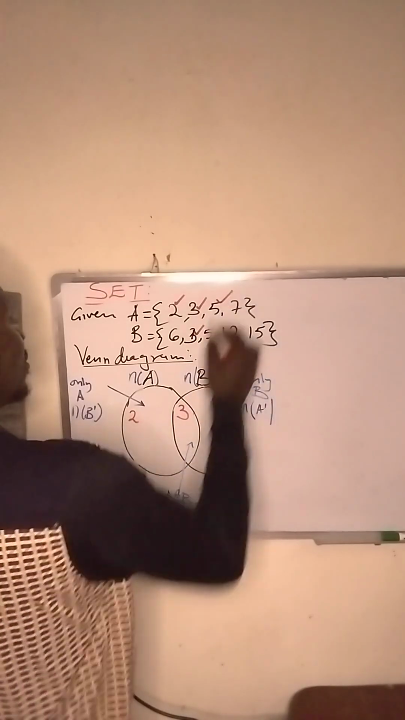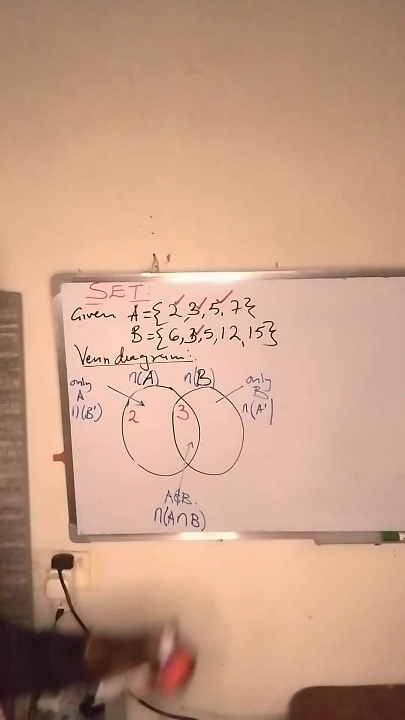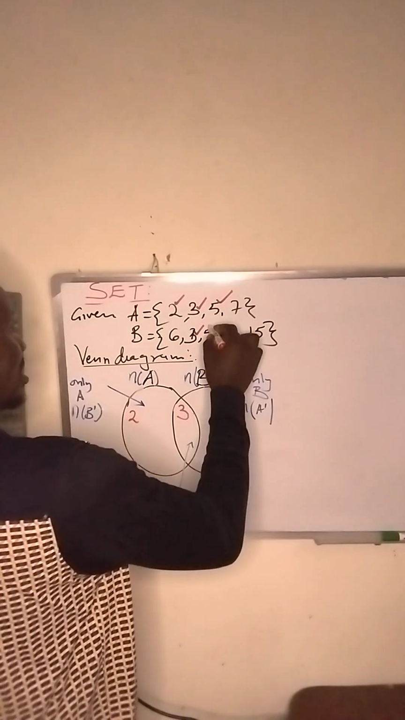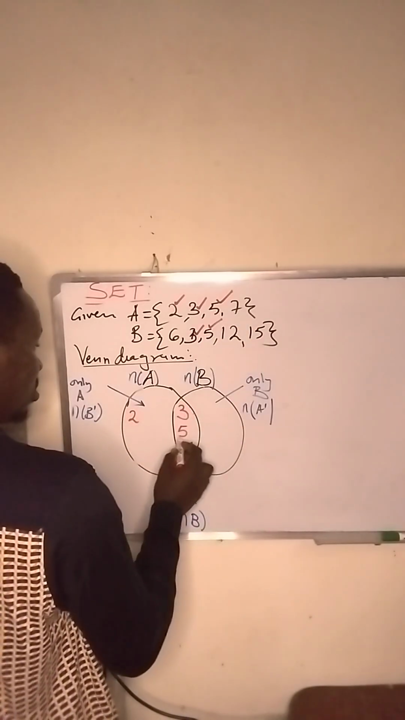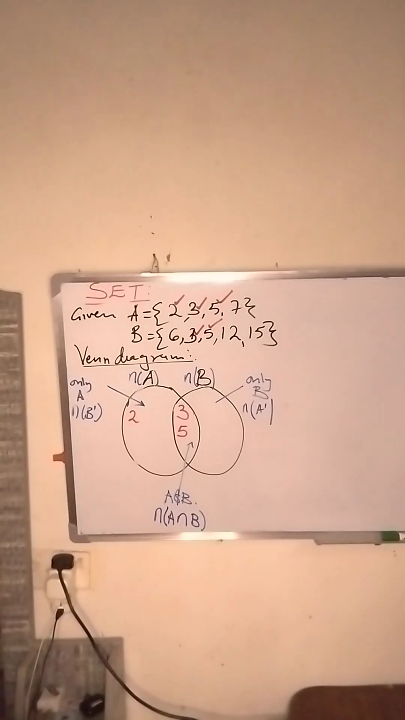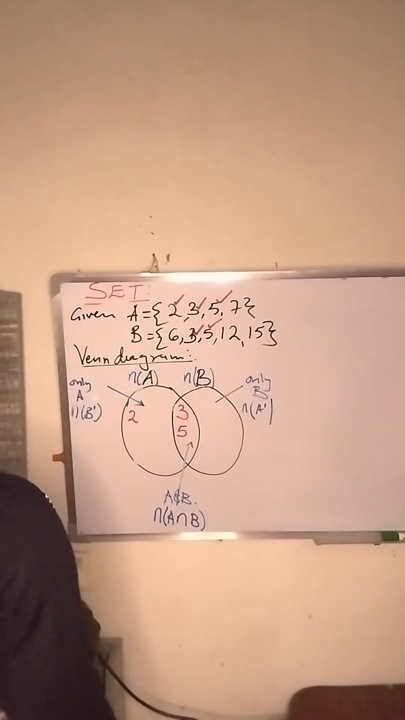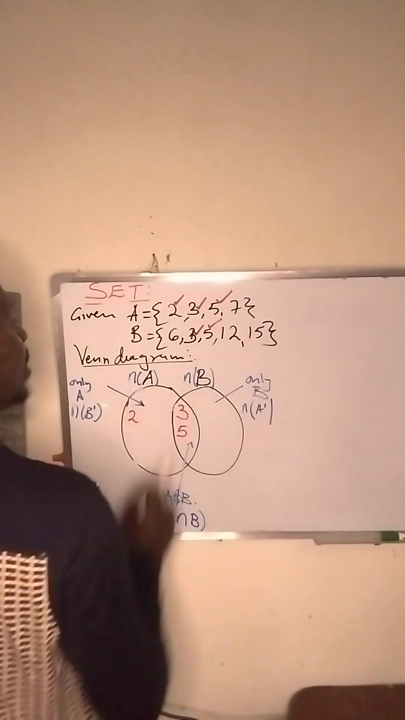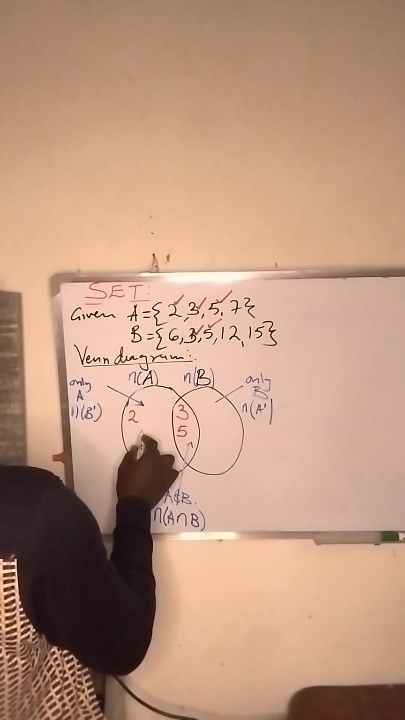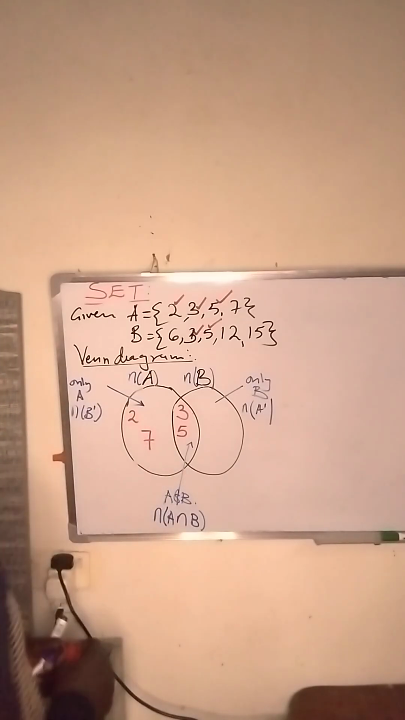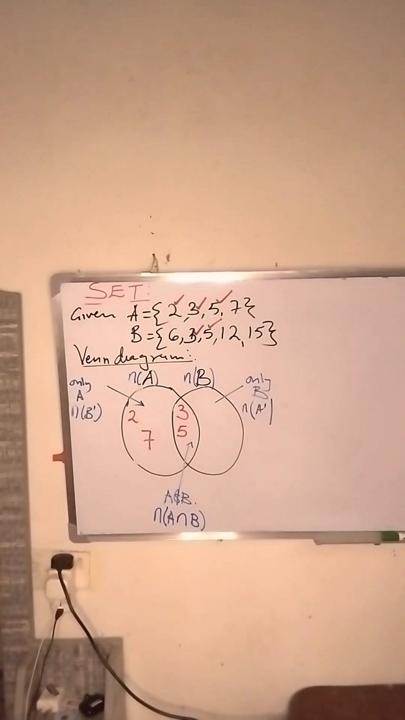Is a 5 found in set B? Yes. It is also there. It is also included within that very set, intersection part. Then we have a 7. Is a 7 found in set B? It is a big no. It means the 7 qualifies to be in A only.